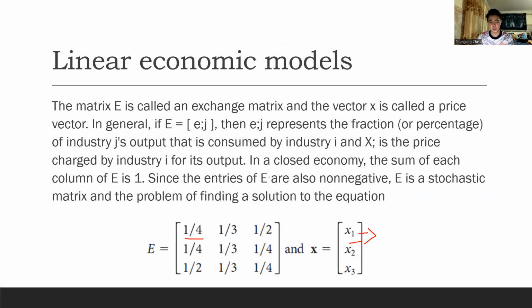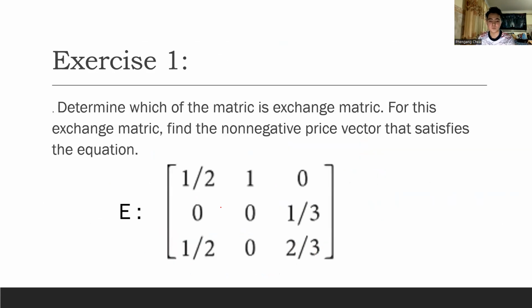In a closed economy, the sum of each column of E is 1. It means that when we add all the elements together, it equals 1. Since the entries of E are also non-negative, E is a stochastic matrix, and the problem is finding a solution to the equation. Now let's get into exercise 1. Determine which of the matrices is an exchange matrix. For the exchange matrix, find the non-negative price vector that satisfies the equation.